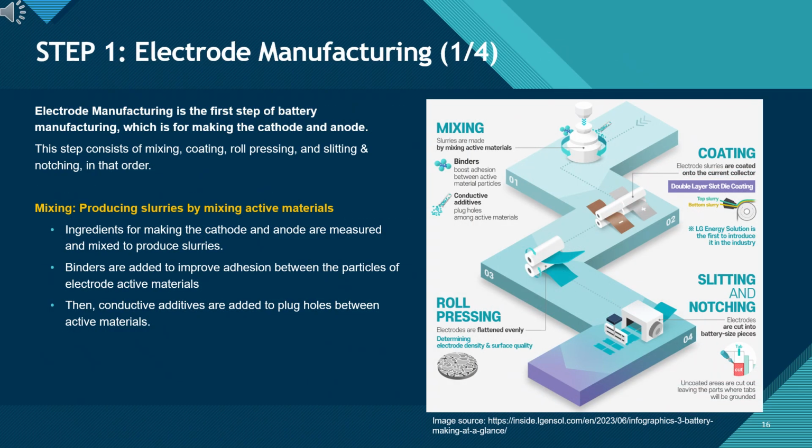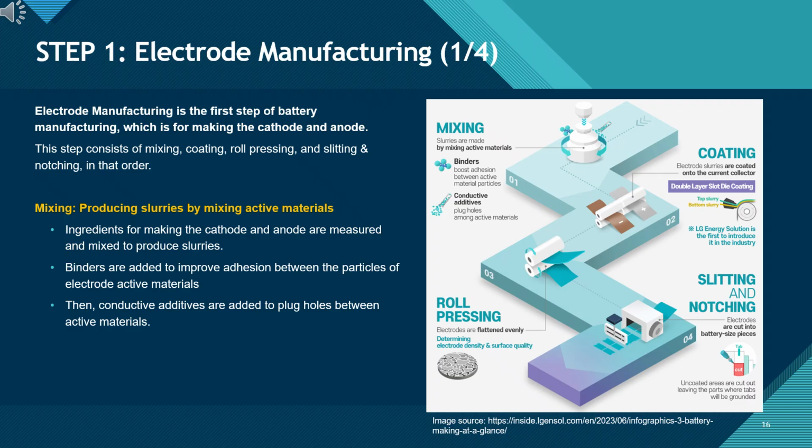Step 1, Electrode Manufacturing, Part 1 of 4 for mixing. In this first step of battery manufacturing, we begin making the cathode and anode. Electrode manufacturing is a chain of processes that includes mixing, coating, roll pressing, and finally slitting and notching. On this slide, we focus on the mixing stage.